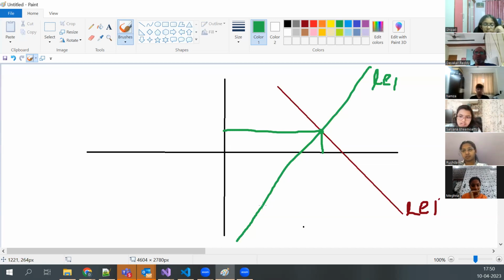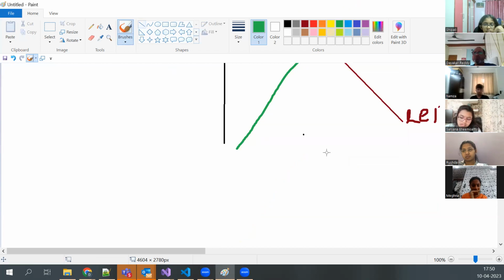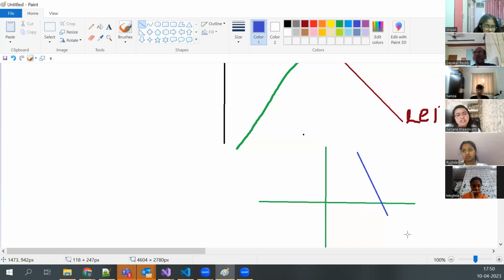What are the possibilities I am talking about? So this is one thing. The second thing you can think of, what could be the second possibility? If two lines are there, what might be another possibility? Let's say this is my line 1, linear equation 1, and I have another linear equation, also the same thing.